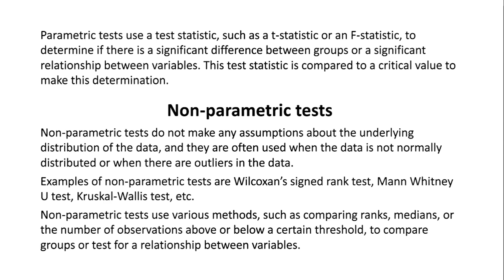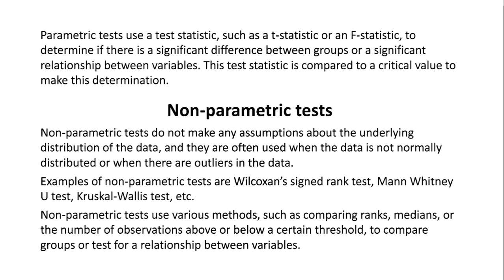Parametric tests use a test statistic, such as a t-statistic or an f-statistic, to determine if there is a significant difference between groups or a significant relationship between variables. This test statistic is compared to a critical value to make this determination.